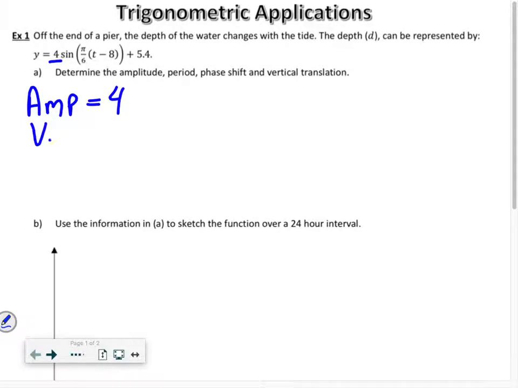Our vertical translation, again, pretty easy. It's at the end there. It's 5.4 that we've gone up. Even our phase shift, it's nice and easy to find. It's right in the middle there. We're going right 8.